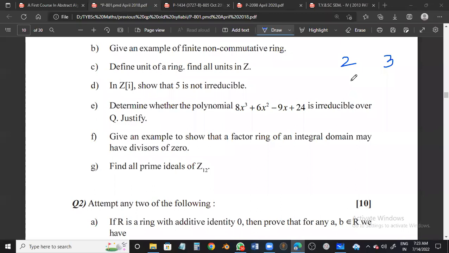Then what I want is a prime factor which does not divide the leading coefficient. So I cannot take 2. 2 is a divisor of 8. So I'll not take 2. I'll think of 3. Now what happens? 3 does not divide the leading coefficient.